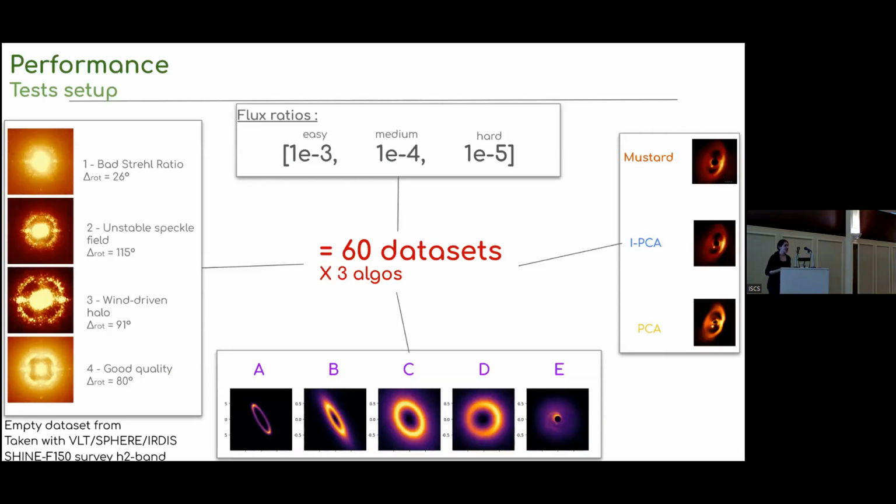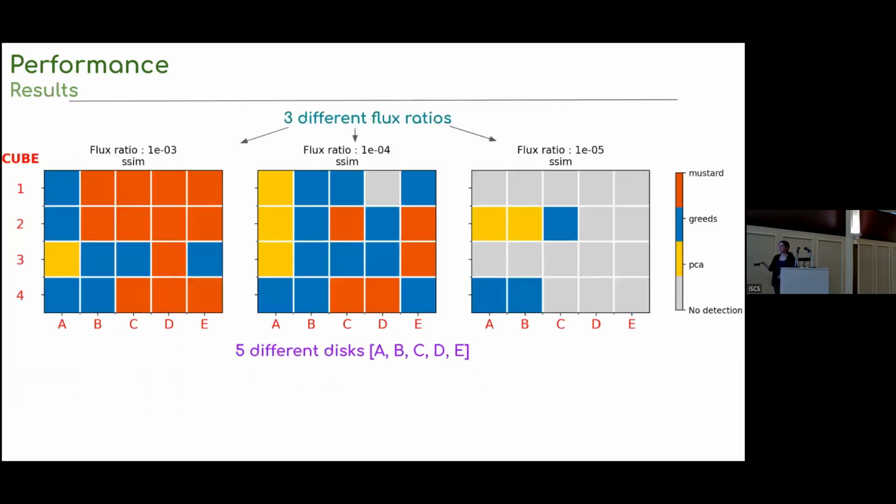For my tests, I used observations of stars where I know there is no disk or planets around. I simulated different kinds of disk morphologies and injected them with different flux ratios. Then I tested my three algorithms on them. The output that I got is this table. This is the cube on the collector, and the color of each cell tells you which algorithm performs the best according to the SSIM metric.